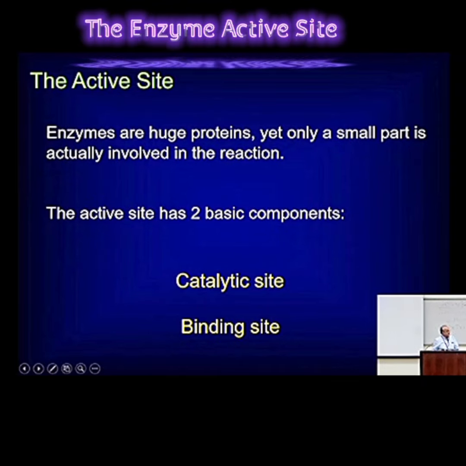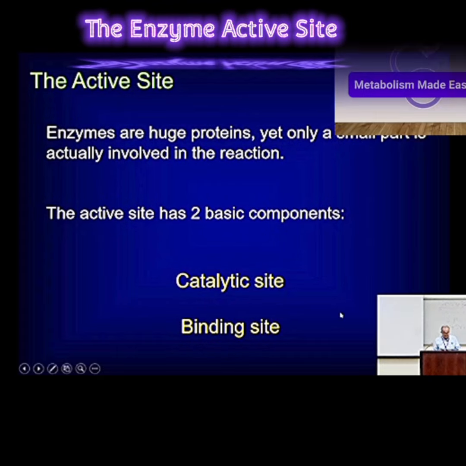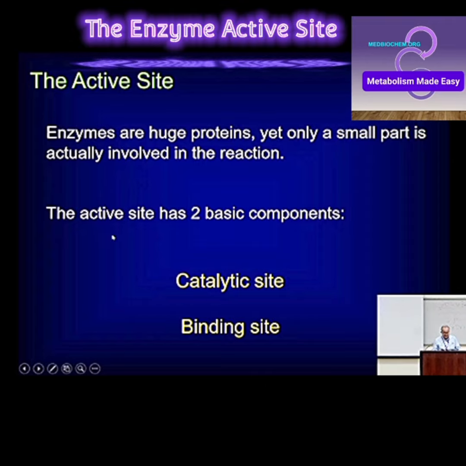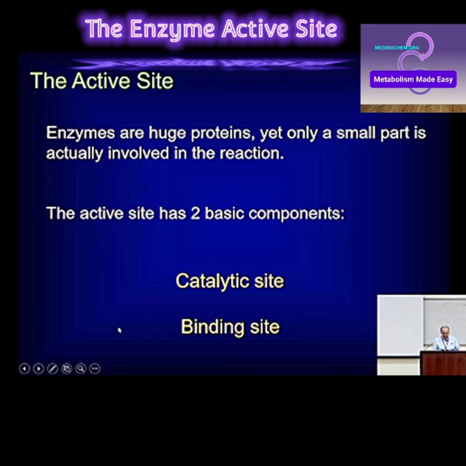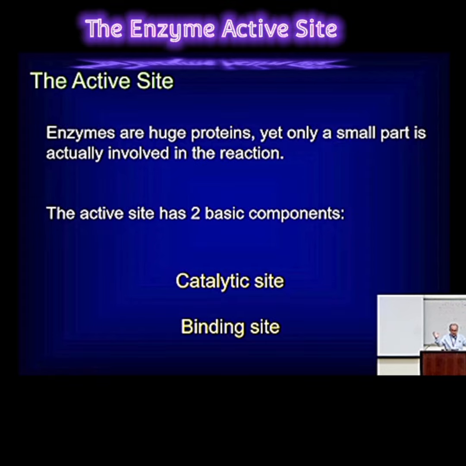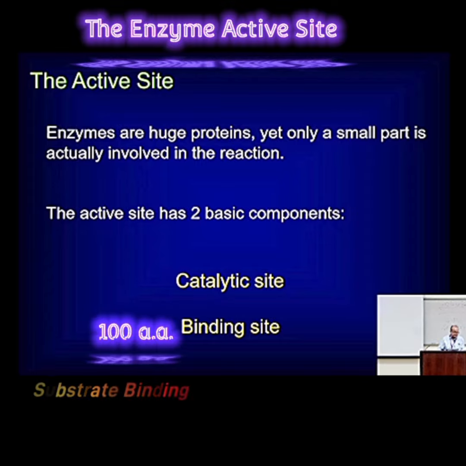So as I mentioned, you need really two important parts of the enzyme: the binding site and the catalytic site. The binding site is a larger, if you want, pocket or cleft where the substrate is situated. Typically, that's an example of a domain. Typically, that may require about 100 amino acids.